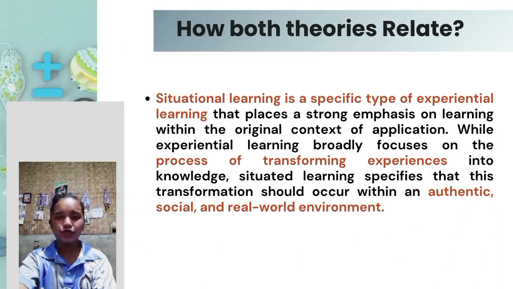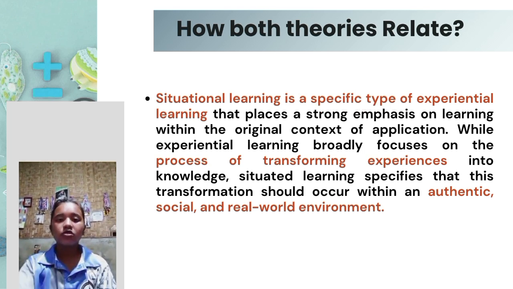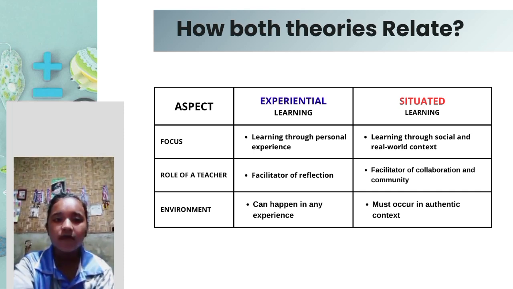That's it. The continuation of our topic: how both theories are related. Situational or situated learning is a specific type of experiential learning that places a strong emphasis on learning within the original context of application. Situated learning specifies this transformation should occur within an authentic, social, and real-world environment. The comparison is by focus, role of a teacher, and lastly, environment.